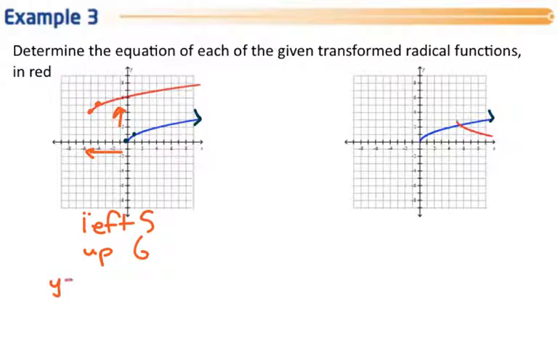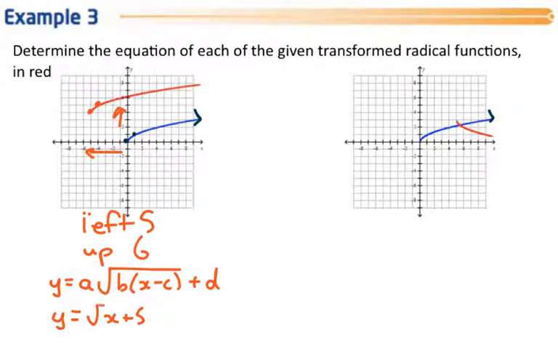Looking at the equation, which I'll write out in its full form, y equals a square root of bx minus c, plus d. The only transformations we have are a c and a d. A and b are non-existent, so we'll have y equals the square root of x plus 5, plus 6.